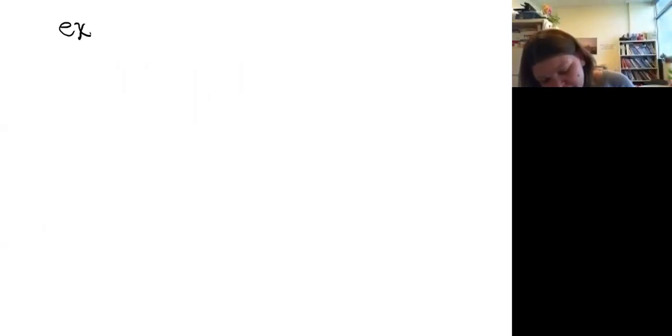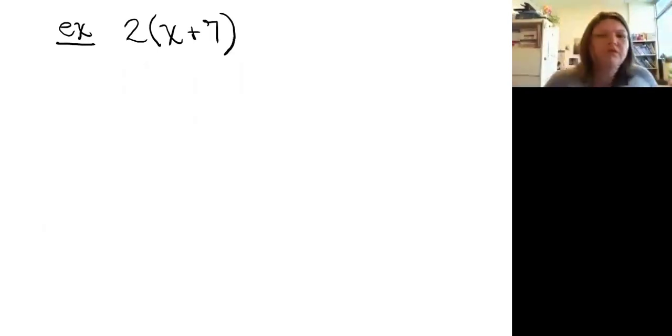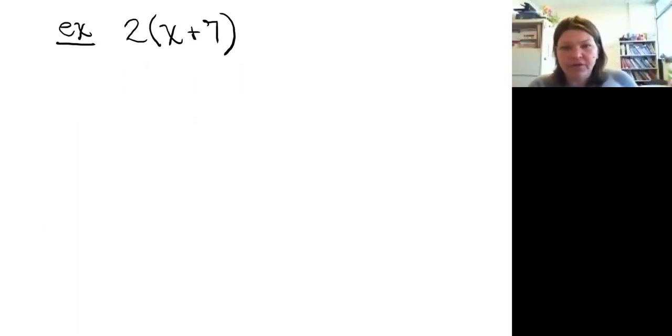Here's my first GED example. Let's start with a really simple, sweet, easy problem. So here's a problem. 2 times the quantity of x plus 7. Or you could also read this as 2 times the sum of x plus 7. But what I really need you to see here is that because of this parentheses around this x plus 7, this 2 is multiplying by all of this, all of that.